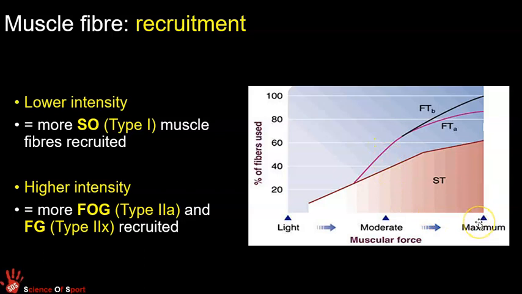If we wanted to generate maximal forces, our slow twitch helping out as much as they can, we get our type 2A helping out as much as they can, and again we would then recruit our type 2X, our fast twitch fibers, to really generate big forces. And it really just explains it in text on the left here. The lower the intensity, it's more likely to be slow oxidative fibers. The higher the intensity, then we invite our FOG, then we invite our fast glycolytic fibers to help us out.